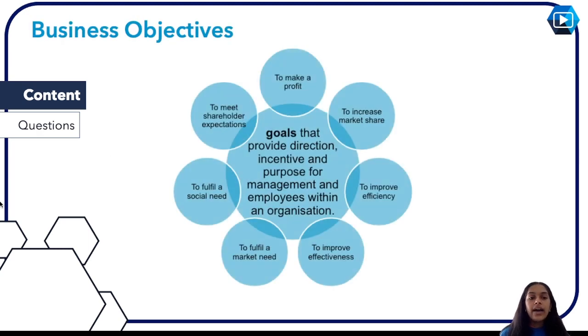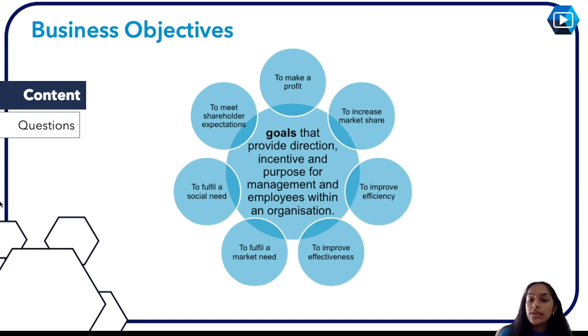Okay, and then we have our business objectives. So remember the definition of what a business objective is. It's a goal that provides direction, incentive, and purpose for management and employees within an organization. So essentially they exist to give purpose and direction to a business, so everyone is aware of where the business is heading, where it wants to go, and can accordingly align their efforts in ensuring that the business achieves that goal or objective, or wherever they want to be in that future. So we have a couple of business objectives.